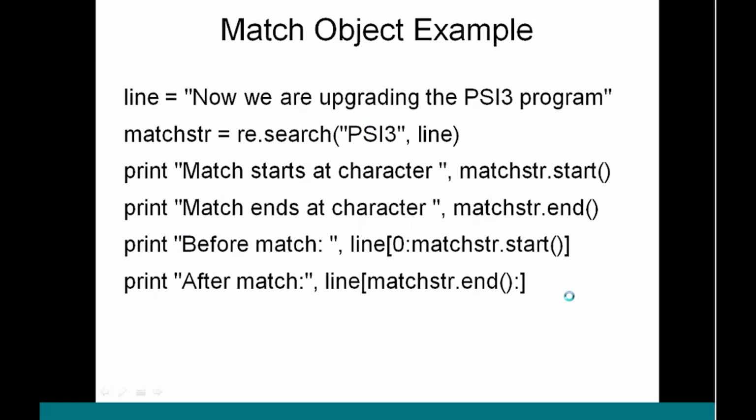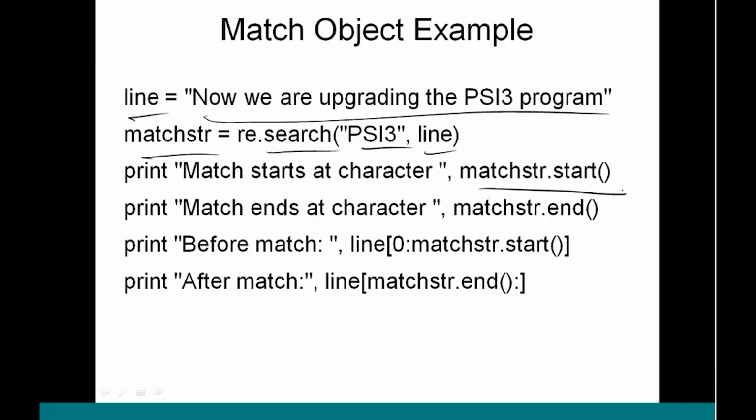Here are some match object examples. We define a variable line as the string, and then we say match string, search for PSI3 in line. So basically the match starts at a character. We can say match string dot start, and that gives where the match starts, which is the PSI3.